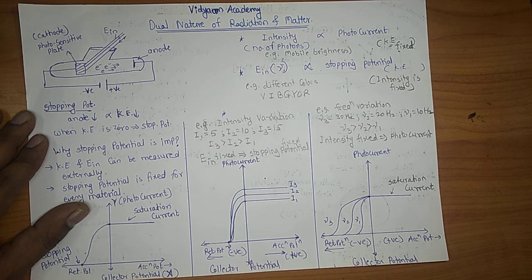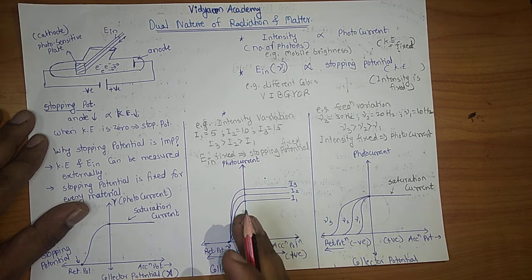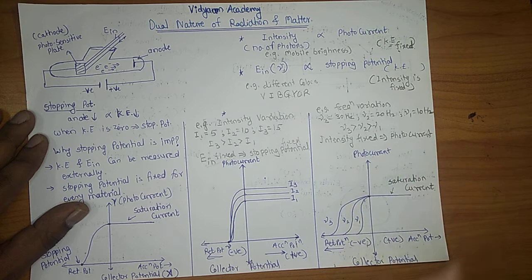Okay. Now try to look at the x-axis also. The x-axis is collector potential. Okay. Now I have written it as accelerating potential, retarding potential. Why? Positive potential of a collector is known as accelerating potential, whereas negative potential of a collector is known as a retarding potential.